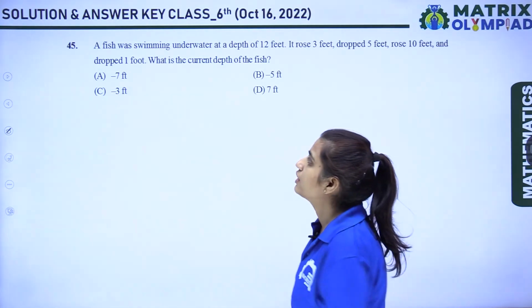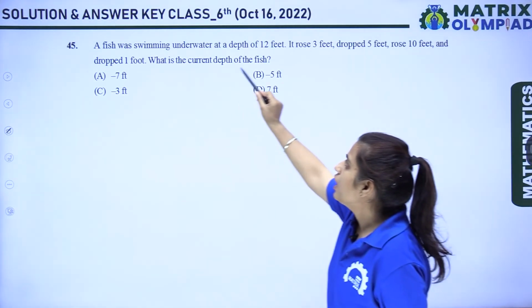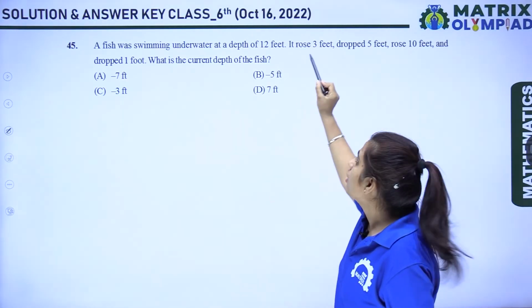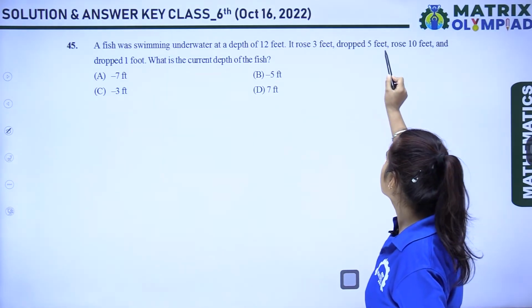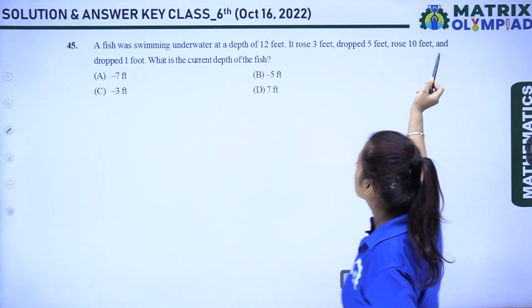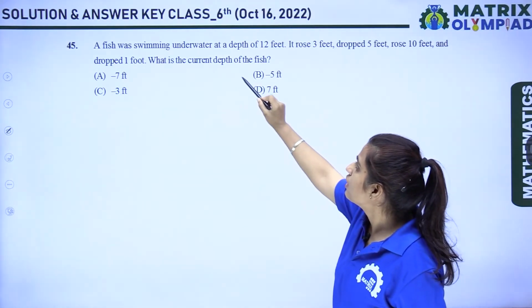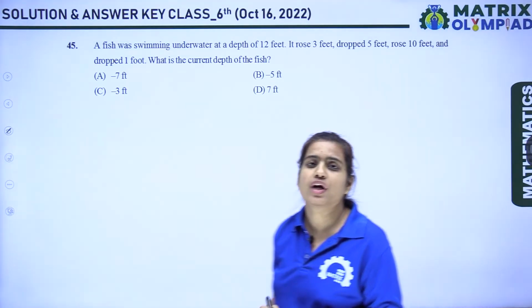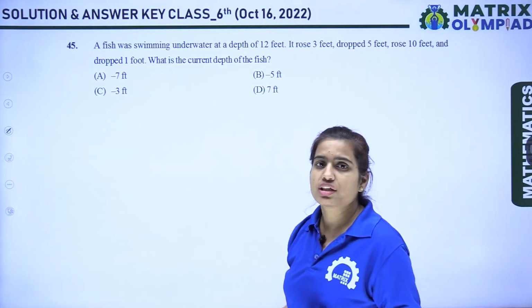Now, next the question is, a fish was swimming underwater at a depth of 12 feet. It rose 3 feet, dropped 5 feet, rose 10 feet and dropped 1 foot. What is the current depth of the fish? Now, we have to find out the depth and it is based on the integer type question.